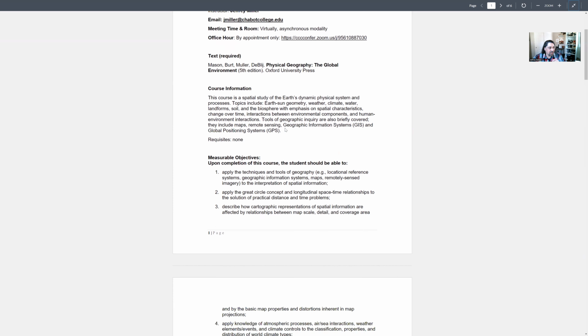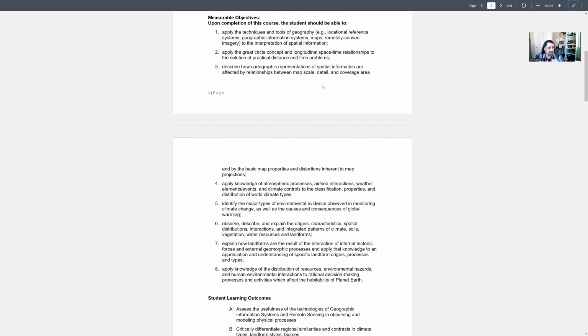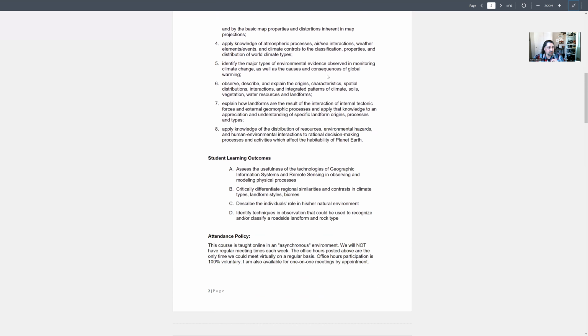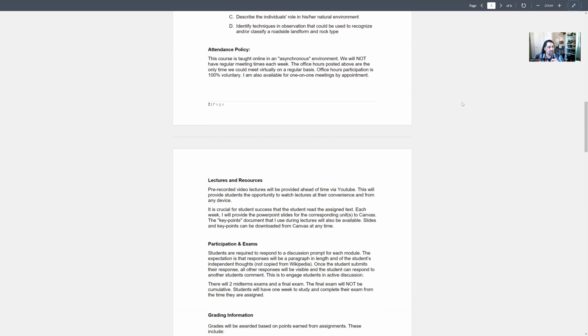Yeah, so I'm not going to read all of these objectives. These come right out of the catalog. I'll let you guys look this stuff over. Same with the outcomes. I do want to cover attendance quickly. This is something that students are not sure of if they've never taken an online asynchronous course.